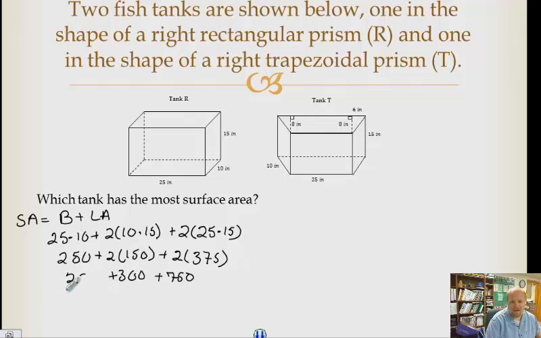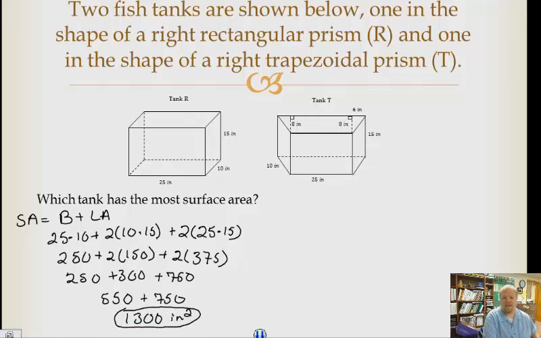Now I add these together, this is going to be 550 plus 750, it's going to be 1,300 inches squared. That's for tank R. Now let's look at tank T.